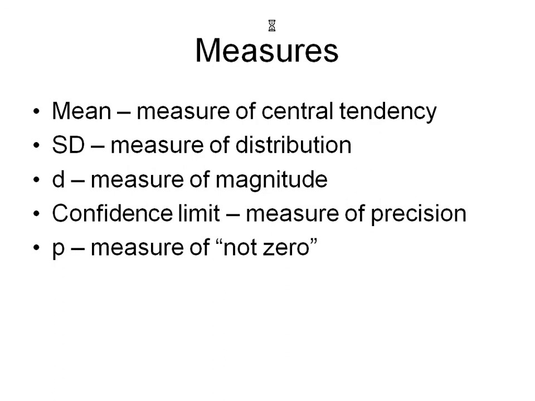So our mean is that measure of central tendency. Our standard deviation is a measure of distribution. D is the measure of magnitude. Confidence limit is the measure of precision. P only gives us not zero. So if we could drop any one of those statistics, we want to know what sort of result can we expect, what's the range of results that we can expect, how do they distribute, how big or how meaningful is it, but not zero is a ridiculous conclusion.